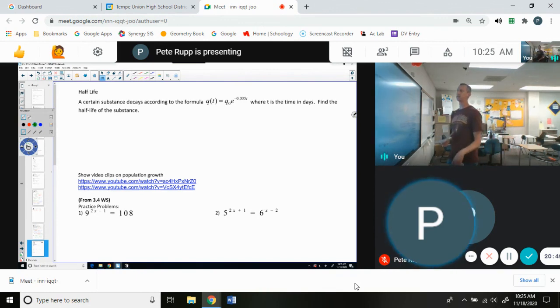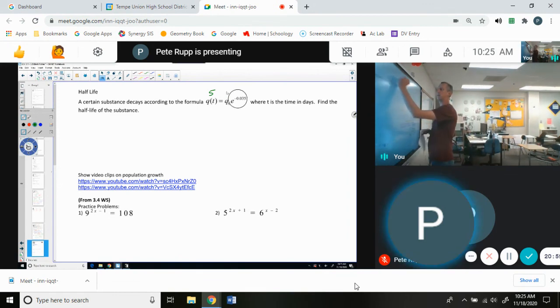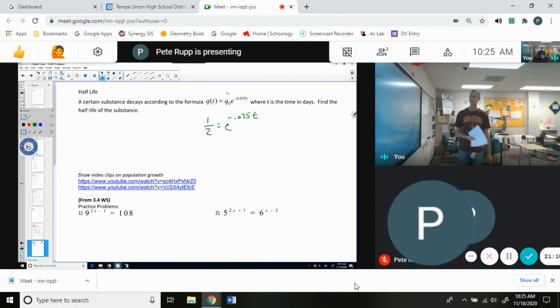So you could pick your starting amount. Say I pick my starting amount as 10. My half-life would be when half of it is left, which is 5. Again, when you move that 10 to the other side by division, you should recognize that you're going to get half, because it's half-life, equals e to the negative 0.035t. So I'm going to do the same thing as last time. Take the log of both sides. I'm going to drop the exponent.